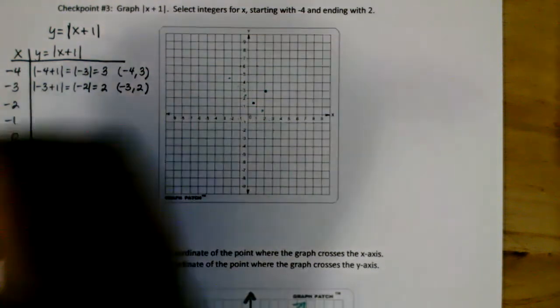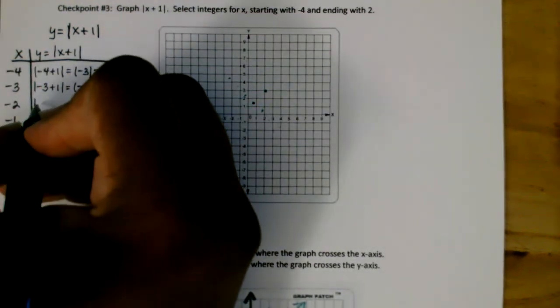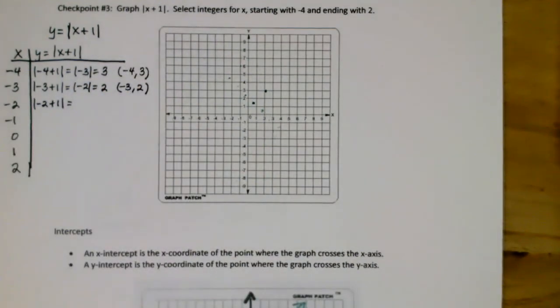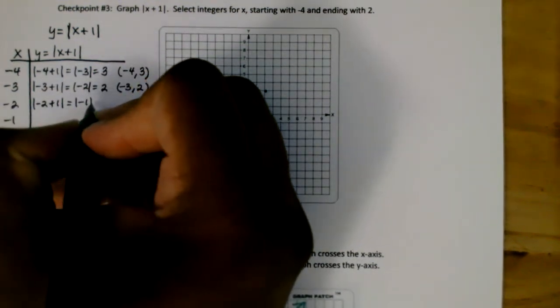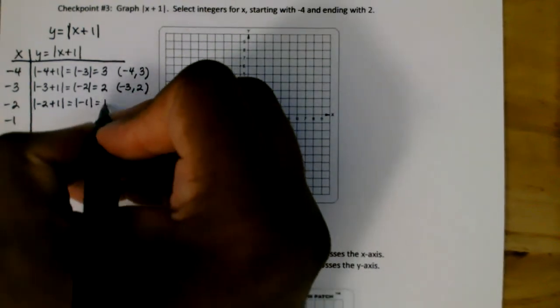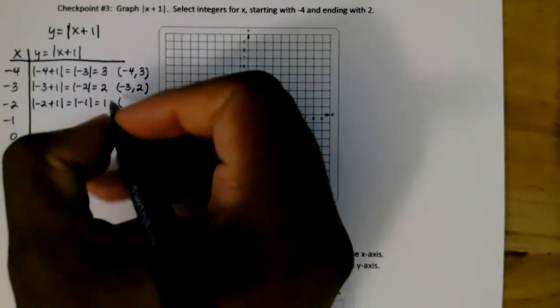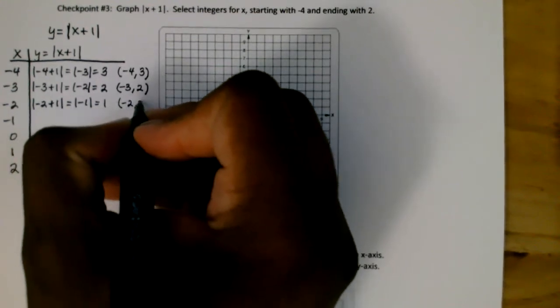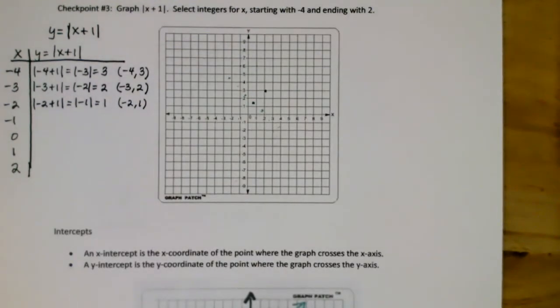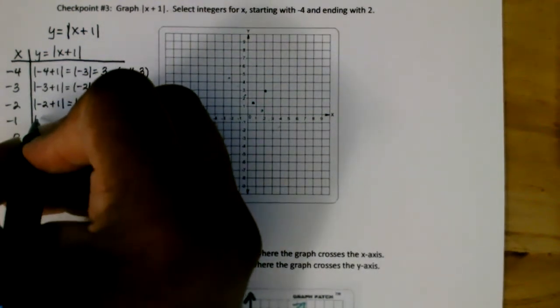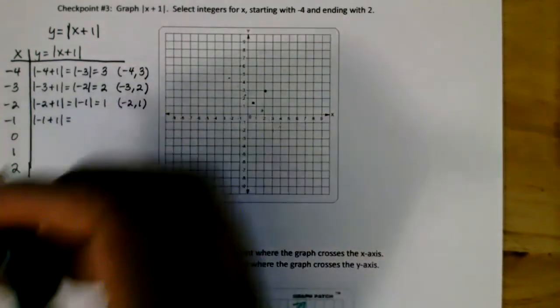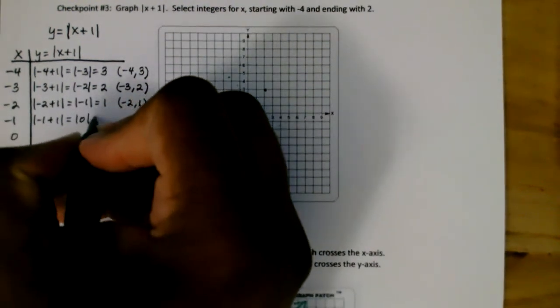And then for x equal -2, this will be the absolute value of -2 plus 1. So when we do -2 plus 1, we're going to get -1. Then take the absolute value of -1. That would be +1. So another ordered pair would be -2 and 1. And for x equal -1, we have the absolute value of -1 plus 1. Now we add -1 and 1 together, you'll get 0. Absolute value of 0 is 0.